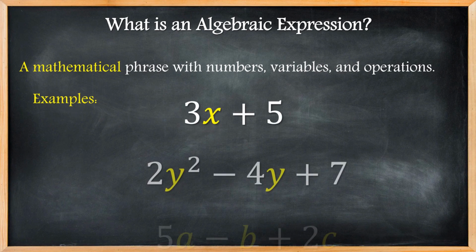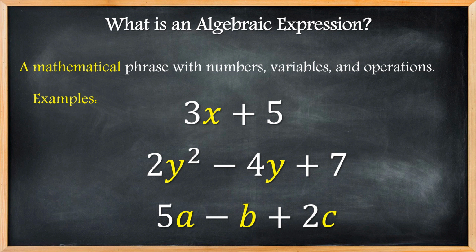So, what exactly is an algebraic expression? An algebraic expression is a mathematical phrase that consists of numbers, variables, and operations like addition, subtraction, multiplication, and division. For example, 3 times x plus 5. This expression contains a variable, x, a coefficient, 3, and a constant, 5.